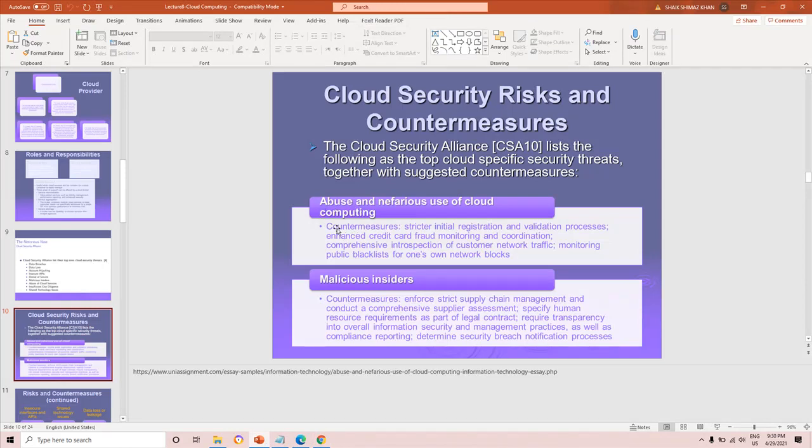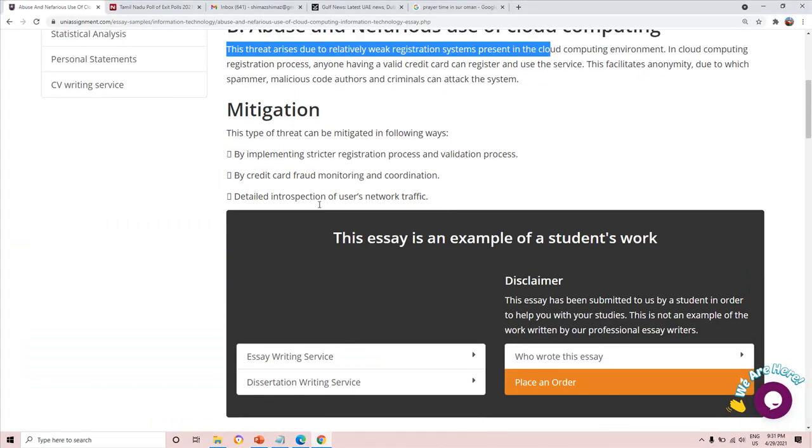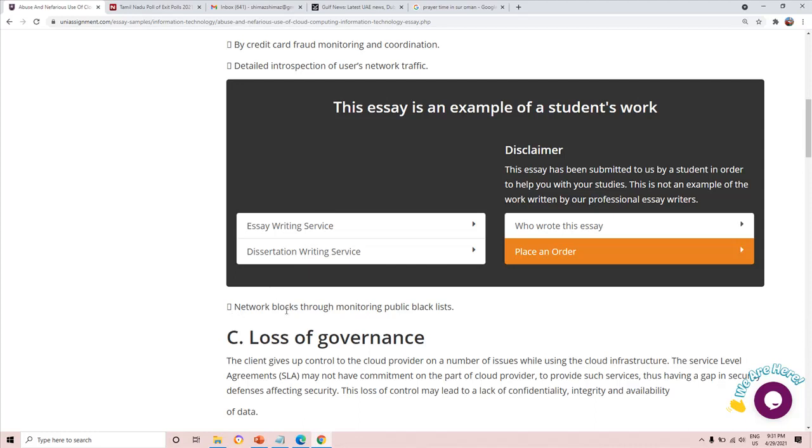So this is what is given here. Countermeasures: strict initial registration and validation process, and enhancing the credit card or bank card fraud monitoring and coordination. So proper validation has to be done whenever the consumer uses the bank cards. Then introspection of customer traffic. These are the important mitigation steps that would mitigate against these kinds of attacks. And also network blocks through monitoring public blacklists. The blacklist information about possible customers can be fetched, and these kinds of customers can be blocked from any services in the cloud computing.